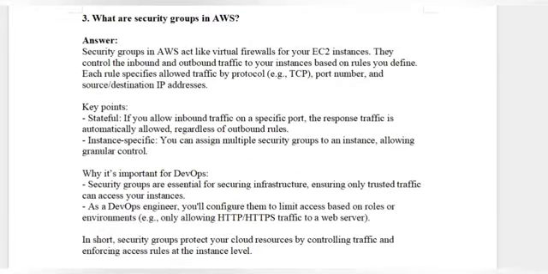Security groups in AWS act like virtual firewalls for your EC2 instances. They control the inbound and the outbound traffic to your instances based on rules you define. Each rule specifies allowed traffic by protocol, port number, and source or destination IP addresses.